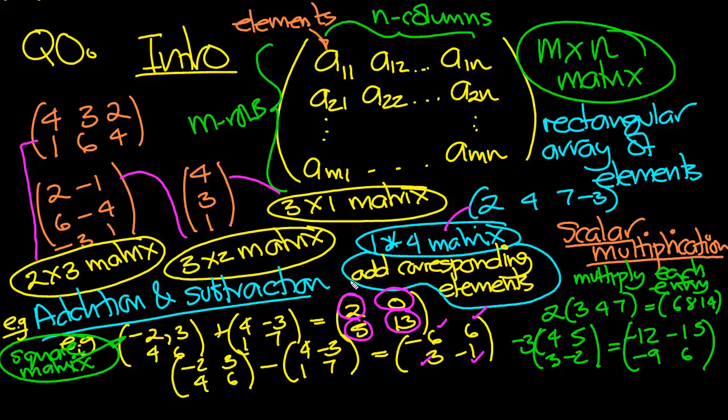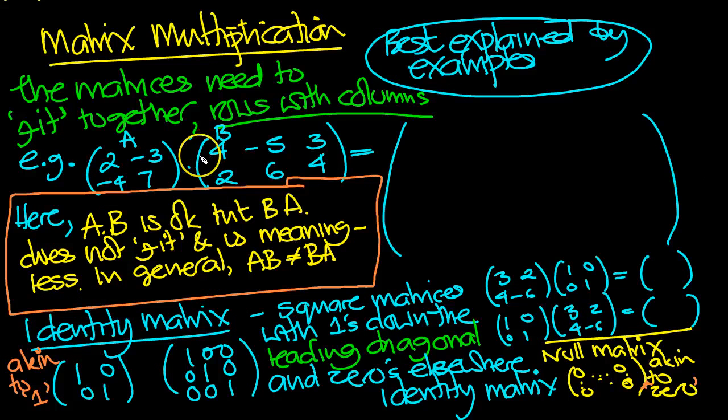So let's have a look at matrix multiplication then, just briefly, which again is in this section, at the end of the section of questions. Best explained by examples. The first thing to note is that they need to fit together, rows with columns. So for example, this matrix here is a 2 by 2. This is a 2 by 3. So we're wondering what the first row, first column entry is, yeah? So here's the first row, and here's the first column.